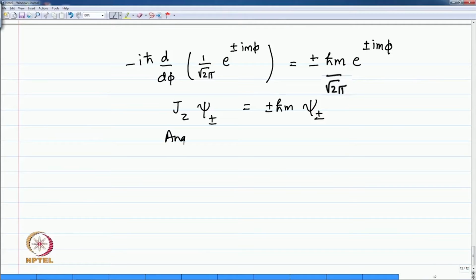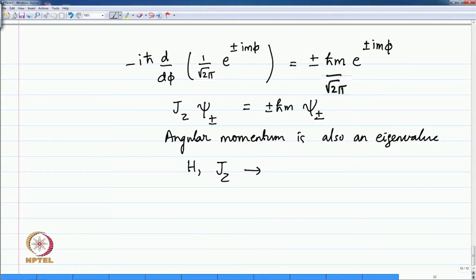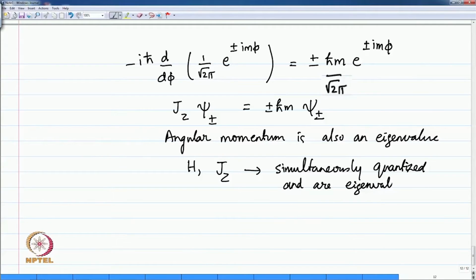Angular momentum is also an eigenvalue. That is, H and the angular momentum are simultaneously quantized. Both are observables and have simultaneous eigenvalues of psi.